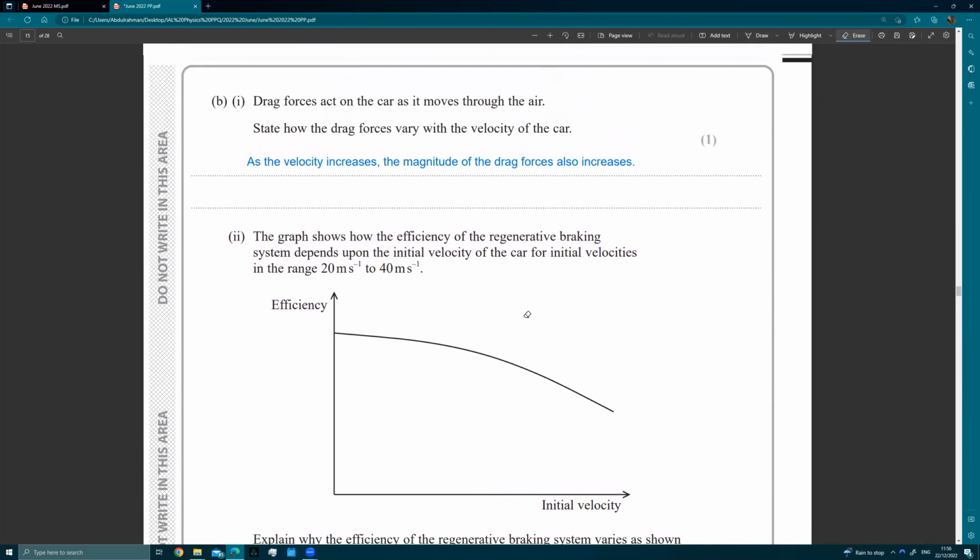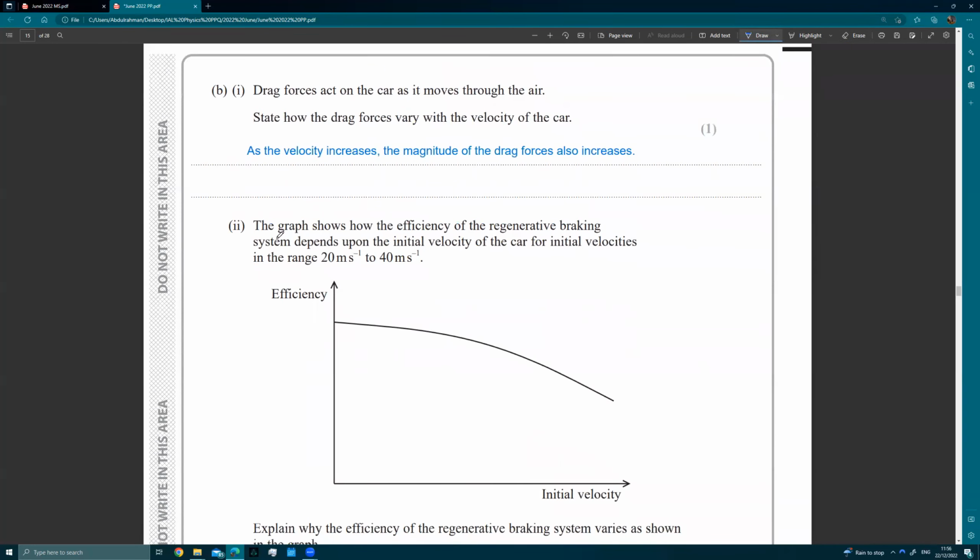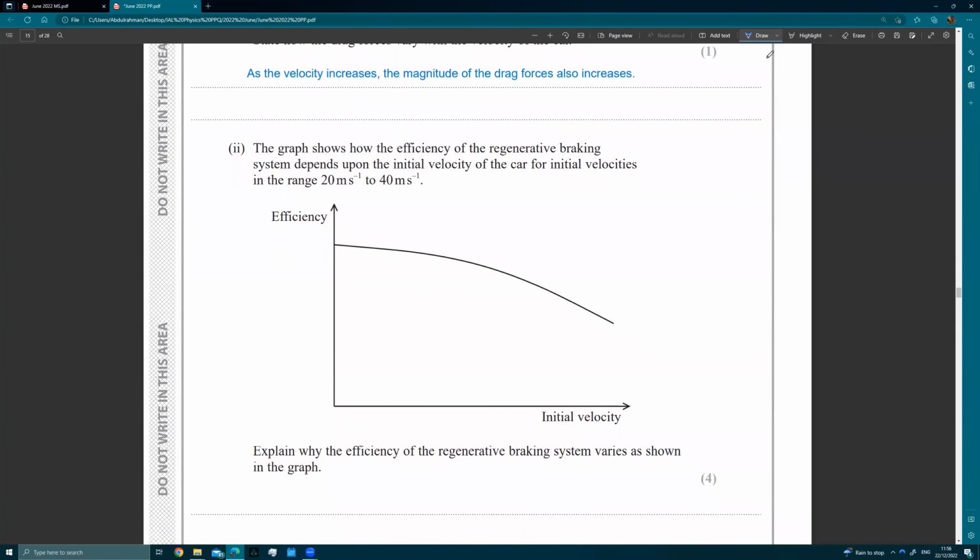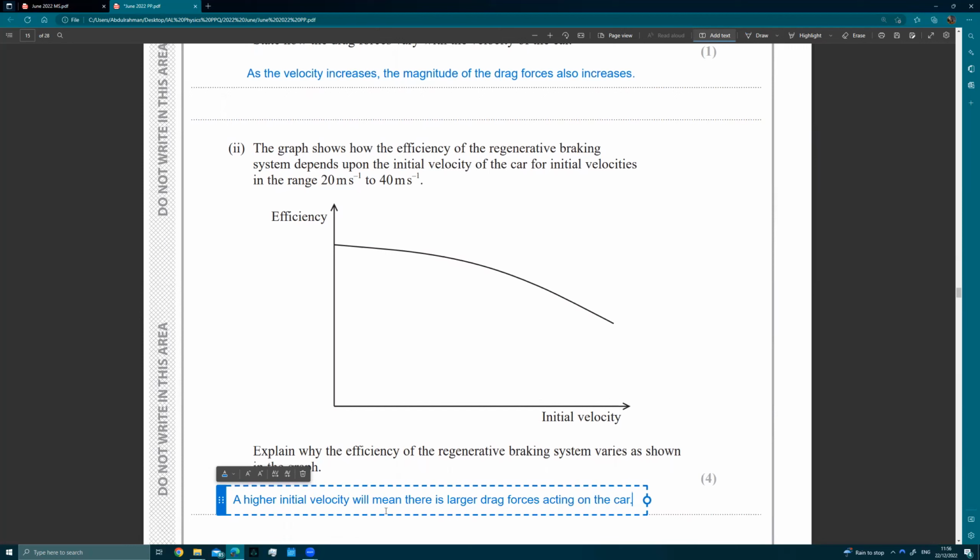Well, we're going to use our answer for part I to help us with this. And this is generally the case. Your answers from part I or II generally help with the next part of the question. Not always, but generally. So what we're going to start off by saying is a higher initial velocity will mean there is larger drag forces acting on the car.